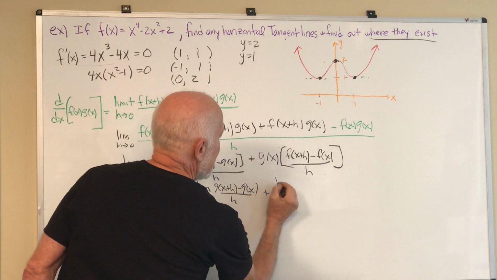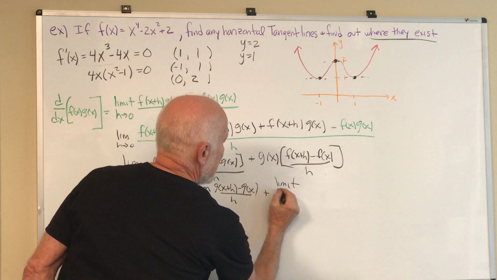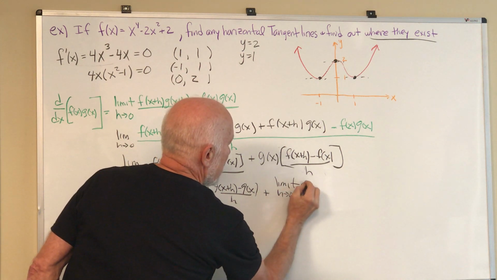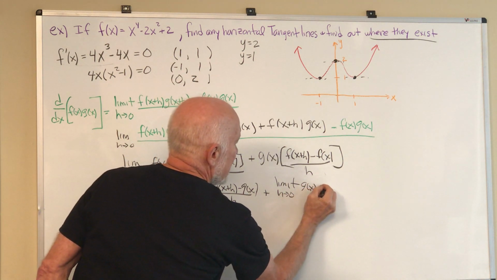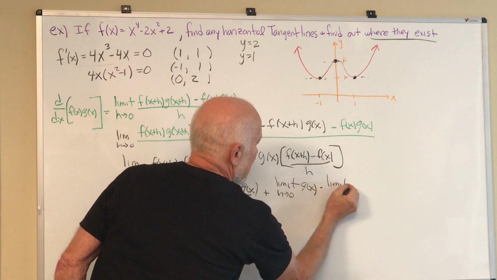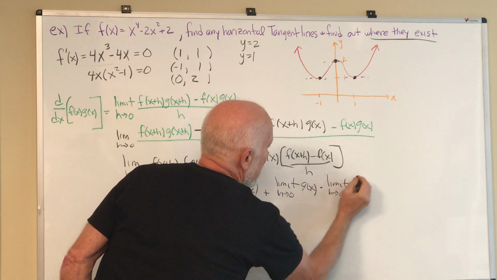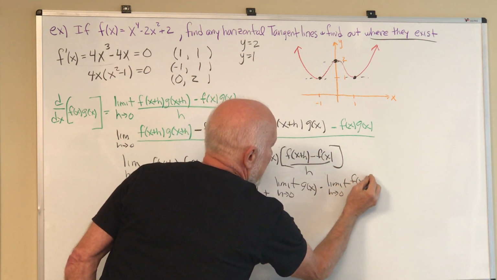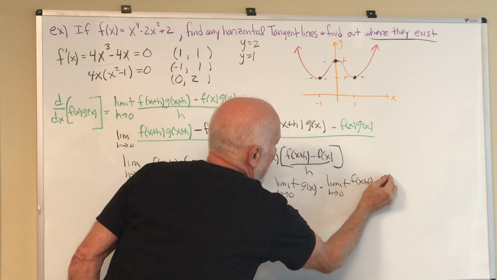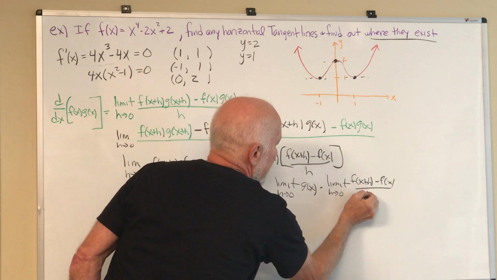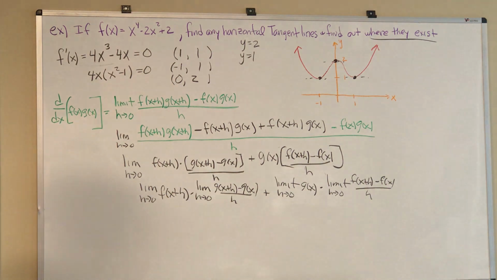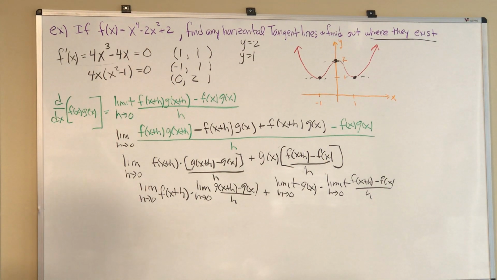I can say the limit as h approaches 0 of g of x times the limit as h approaches 0 of f of x plus h minus f of x all over h. Don't worry if this is looking a little complicated. Just try to understand that what I'm doing makes sense.